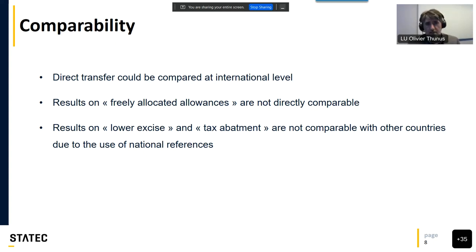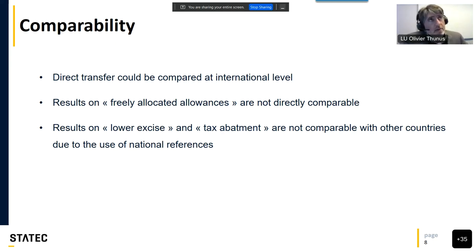And concerning lower excise, so, 3 minutes left, Olivier. Thank you. And tax abatement. If we use the method that we apply in Luxembourg, it means that we use a national value as a reference to compare the difference of price on this measure. Of course we could not compare from one country to another, because this depends on the normal value.